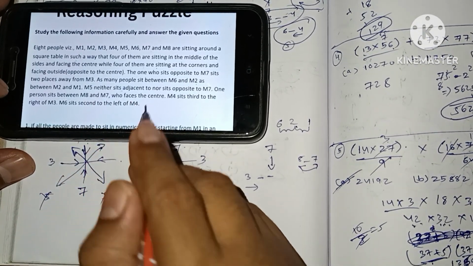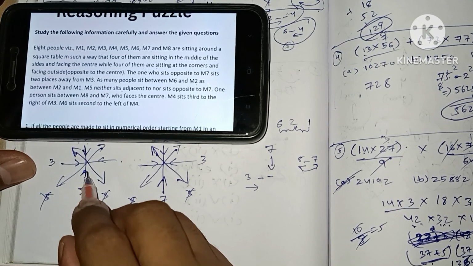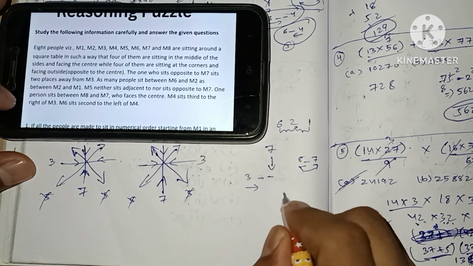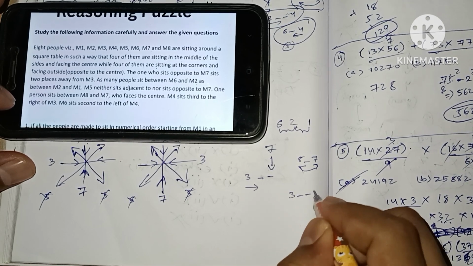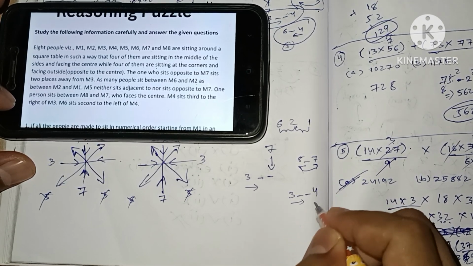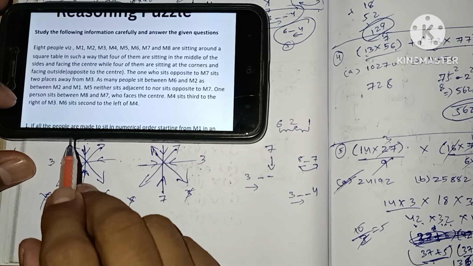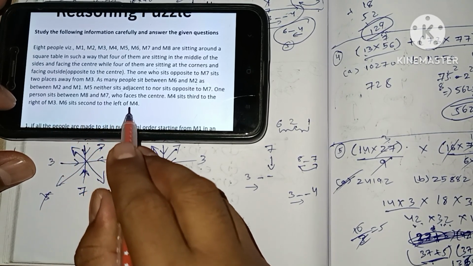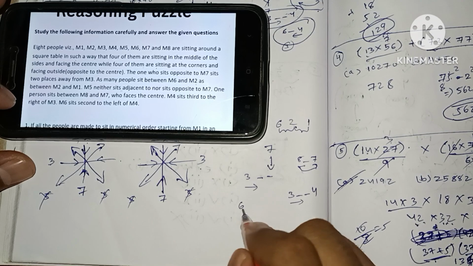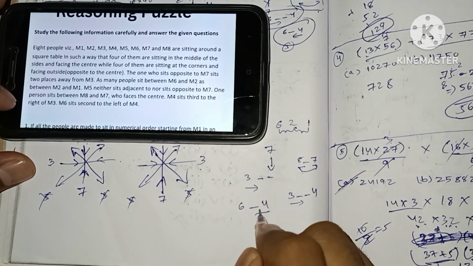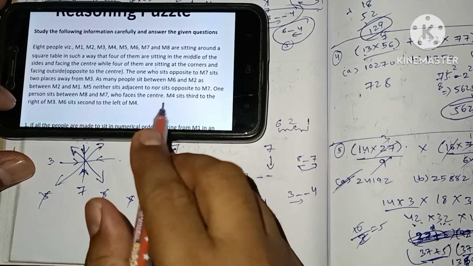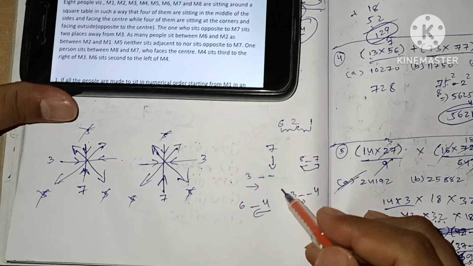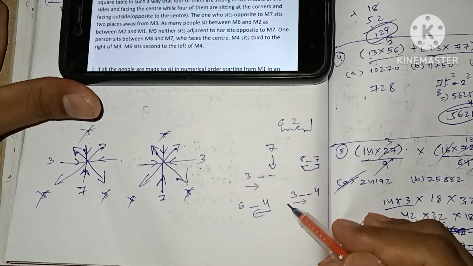7 who faces center. Here we already placed facing center only. 4 sits third to the right of 3. Third to the right of 3 is 4. Next, 6 sits second to the left of 4. So by this we have completed noting the rough statements. Now we need to find the solution using these rough statements.